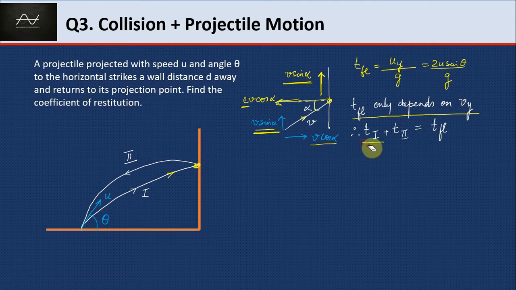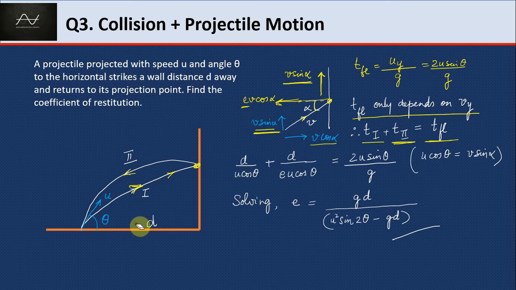Now it is very easy. The time taken in the first part of the path and the time taken in the second part must be totally equal to the time of flight. In the first part, the horizontal distance is d, that is given to us, and as you know, the horizontal component of the velocity never changes while going from here to here. So the time taken is the distance divided by the horizontal speed, which was u cos theta. And in the second part, the horizontal component changed, so e u cos theta.